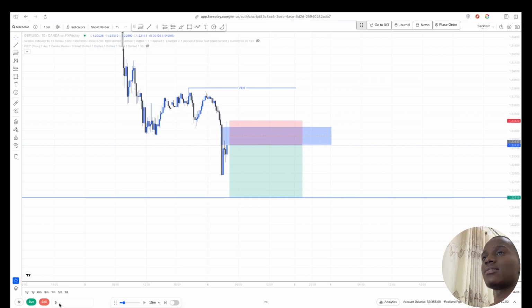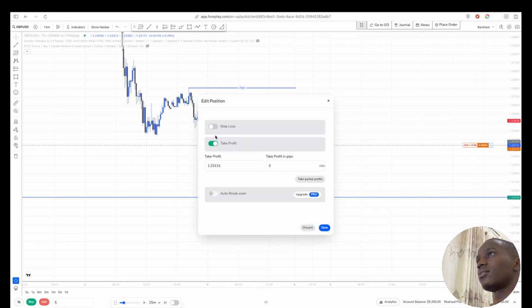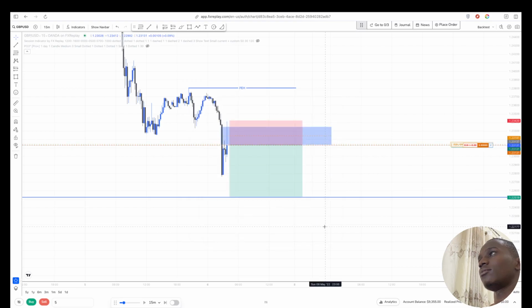Let's sell it. Sell 5 lots again. Take profit, stop loss, we save, and stop loss right here. Take profit right here.